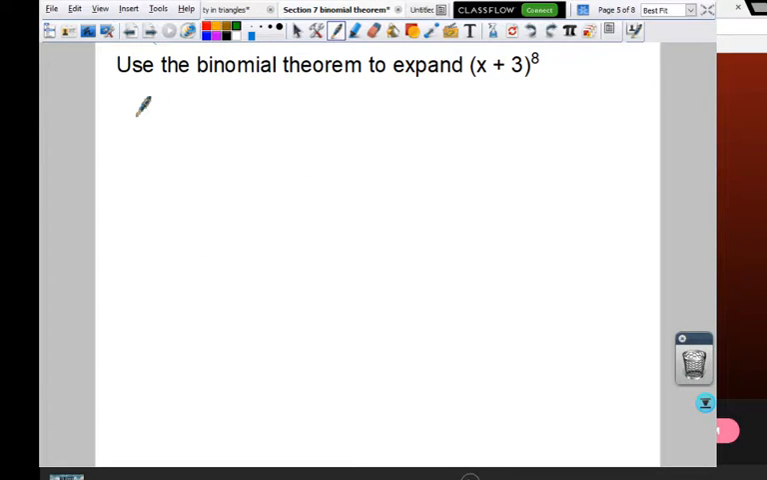Alright, let's do another one. I'll be nicer. We'll change this to the 5th power. Okay, so we're going to use the binomial theorem to expand x plus 3 to the 5th. So you guys are going to help me out.